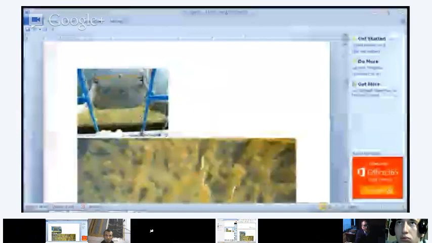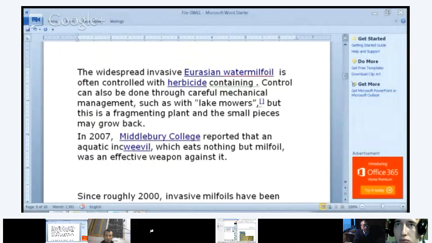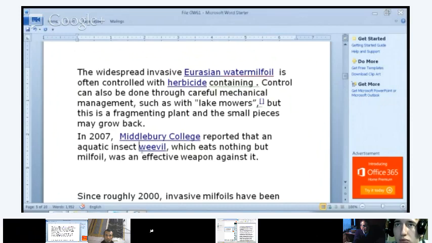And now what I wanted to do was to also talk about this idea. A weevil is an insect. So what they're saying is that they're thinking that maybe they will introduce this aquatic insect because it eats the milfoil. But I wonder if that's going to cause another problem. Okay. So this is the problem.